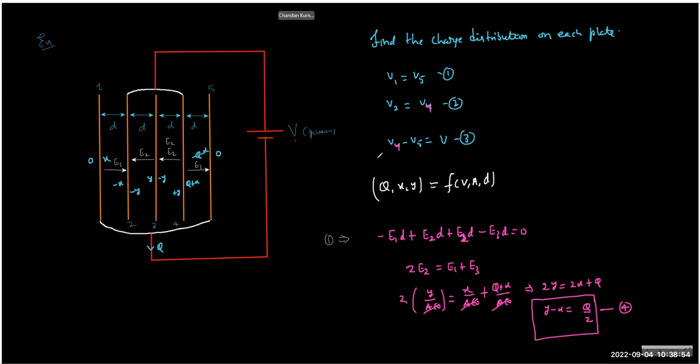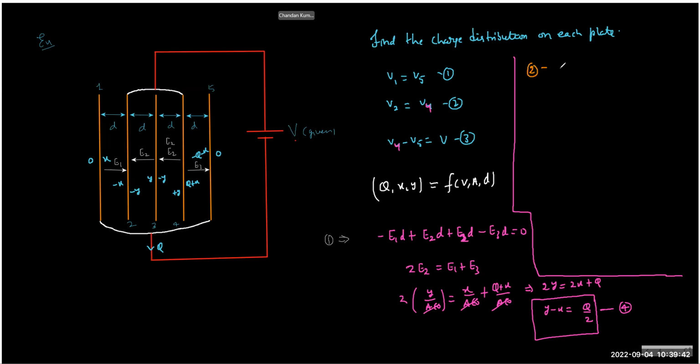And then you can use equation number 3. 4 minus 5 is V, which will give you the answer directly: U plus X by A epsilon naught into D equals V. Equating 2 and 4 will give 0 for sure, because E2 is in the same direction, which means 2 and 4 would have a potential difference, which is not possible.